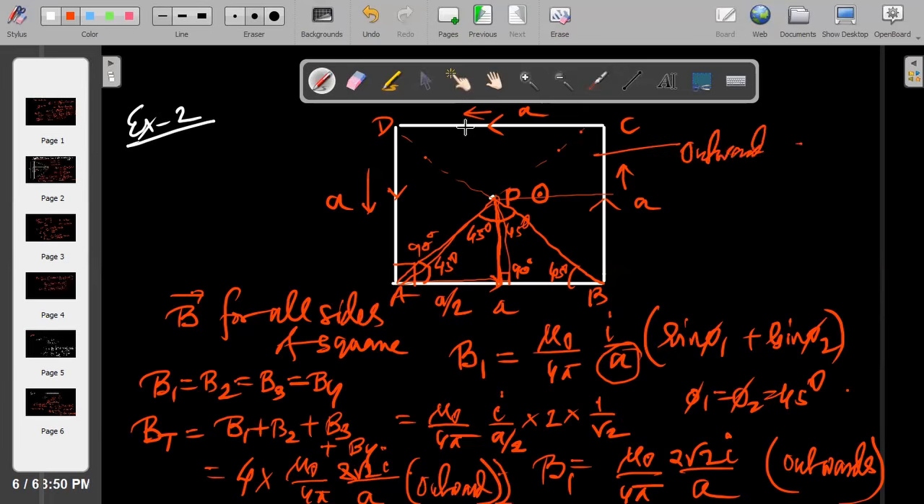On Monday, if you have any confusion, I can give a demonstration. It is not possible now. How it is coming outward: place the thumb along the length of the wire and curl it, and we will be getting some outward direction. In this way, you can find it, right?